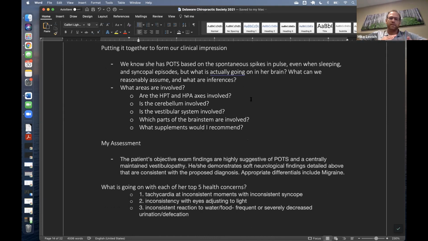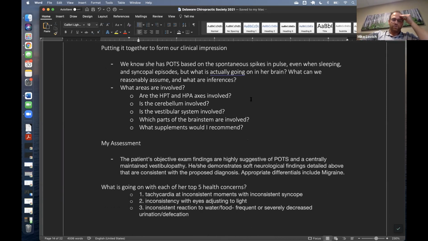But we know that she has POTS based on the spontaneous spikes in pulse, even when sleeping, and the syncopal episodes. But what is actually going on in her brain? What can we reasonably assume, and what are inferences? What are things that we are saying, yes, we have data that supports this, and what are things that we're like, okay, well, this might be happening because.